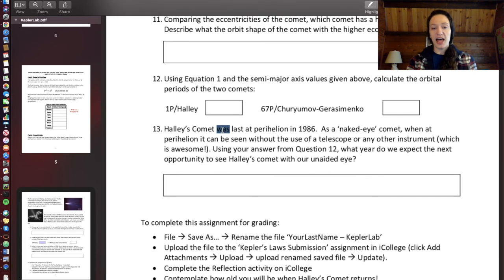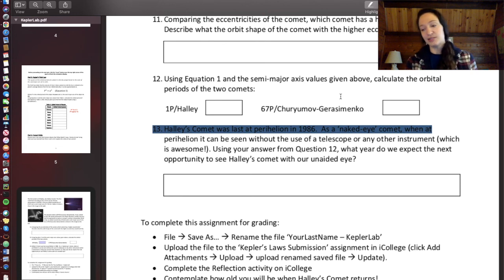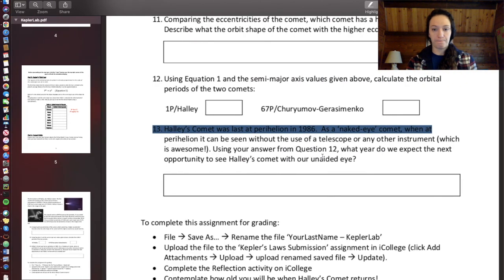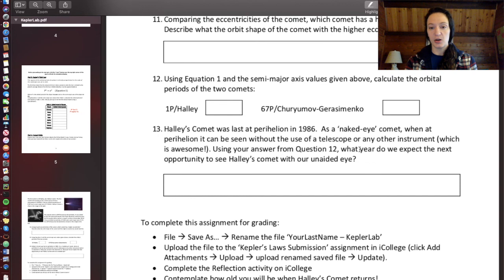And then the very last question, and this is kind of cool, I think. It says, Halley's Comet was last at perihelion in 1986, meaning it was last at the point closest to the sun in 1986. At that point, people on Earth were able to view it with their naked eye, aka a naked eye comet. When at perihelion, it can be seen without the use of a telescope or any other instrument. And that is awesome. Like, how often are you able to see a comet without any help? No binoculars, no telescope, no nothing.